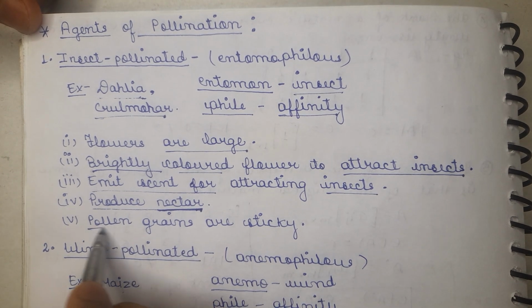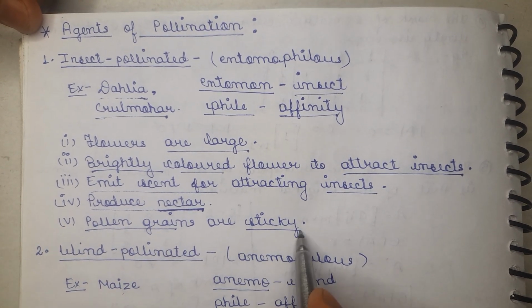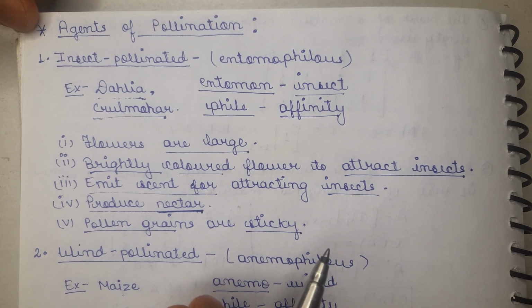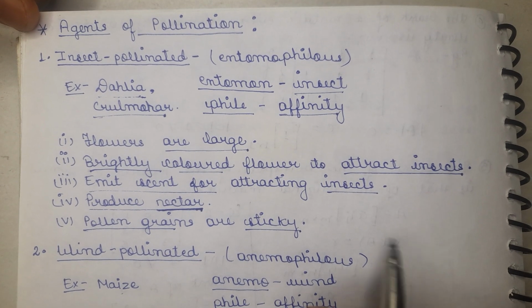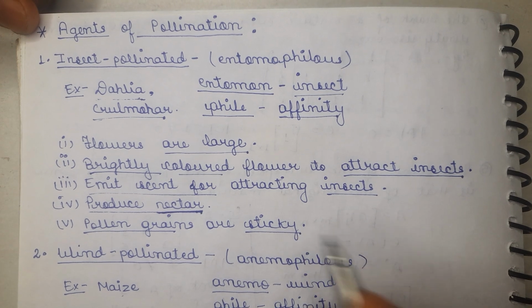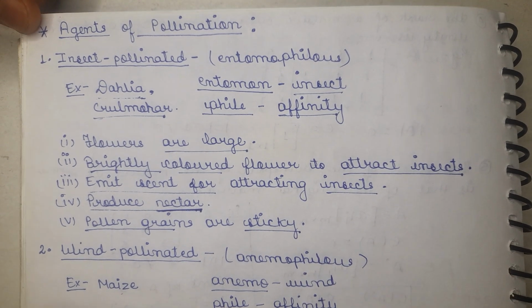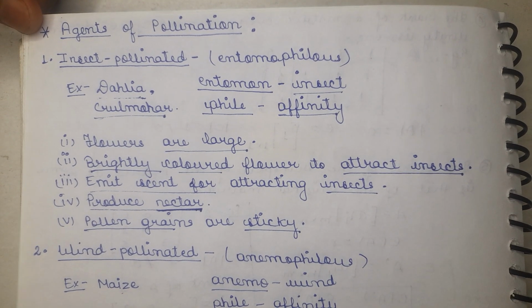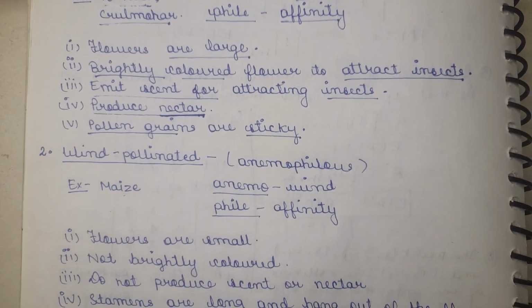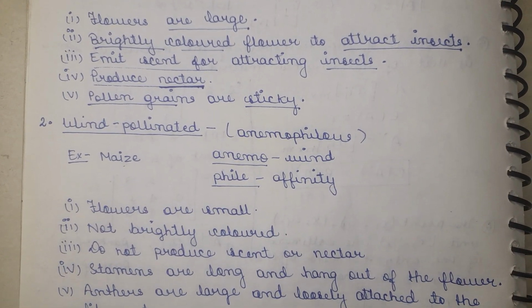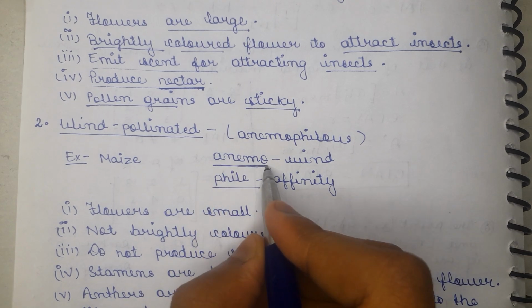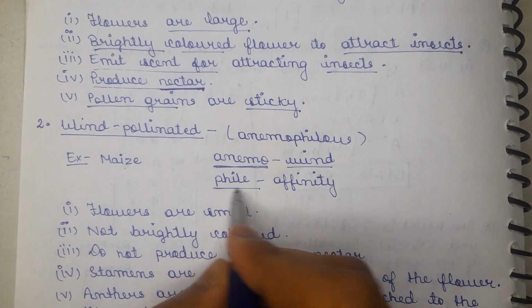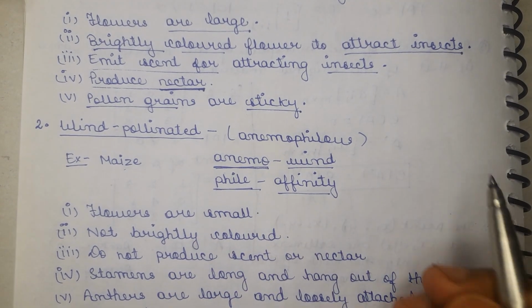The fifth one says that the pollen grains are sticky. Also the pollen grains are sticky or spiny to enable the insects to attach them easily. Now the second agent of pollination is the wind pollinated. Basically the wind pollinated is known by another name, that is anemophilous. Here the anemo term means the wind and phyle means the affinity or the power.